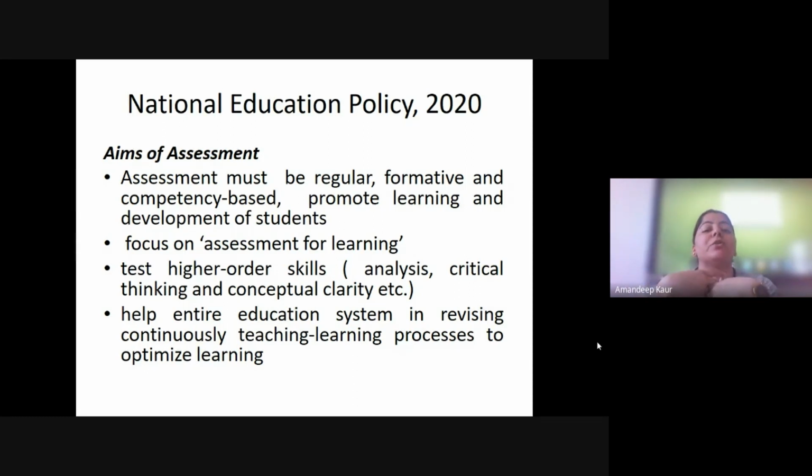When I want my student to develop higher order thinking skill, it means the critical thinking, analysis ability, or the conceptual clarity needs to be available with my student. For testing higher order thinking skill, what kind of task, what kind of activity? So it may be an ill structured problem given to my student where they need to reframe that particular problem and then find out the solution of that particular problem.